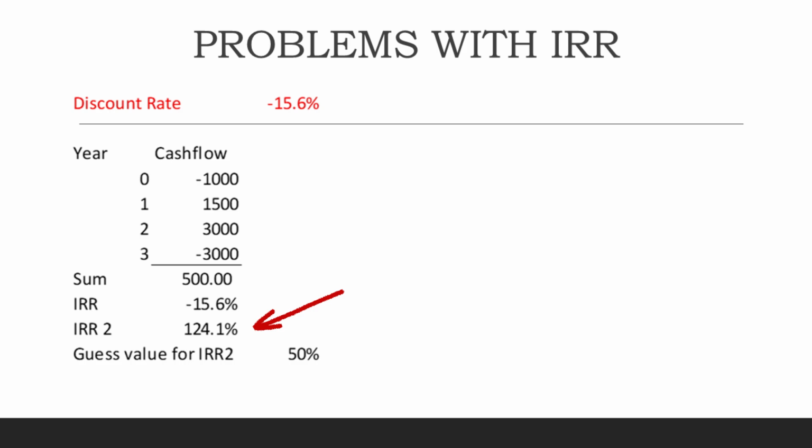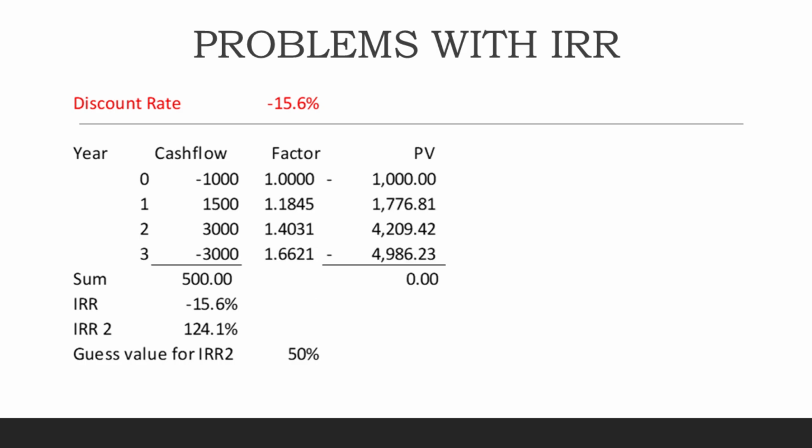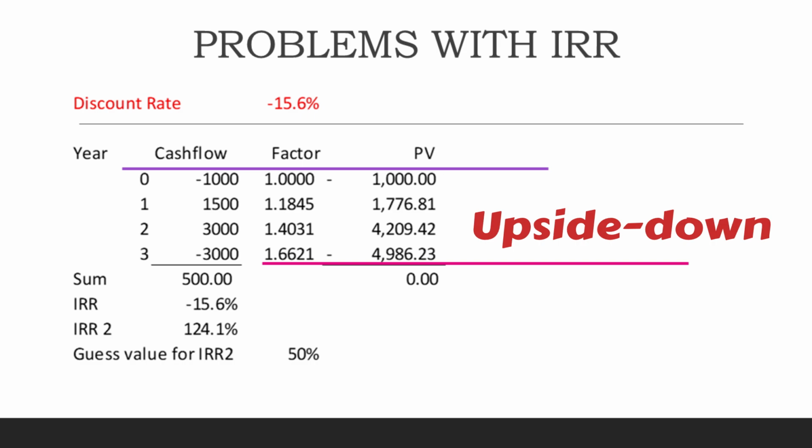By the way, we're also showing below the present value at a negative IRR for illustration purposes. So this is what it looks like. Here, there is a second answer, which is 124.1% aside from the negative 15.6%. So there are at least two real number answers to this problem. Now, relating to a negative IRR, what does that mean exactly? Well, it means an upside down world.